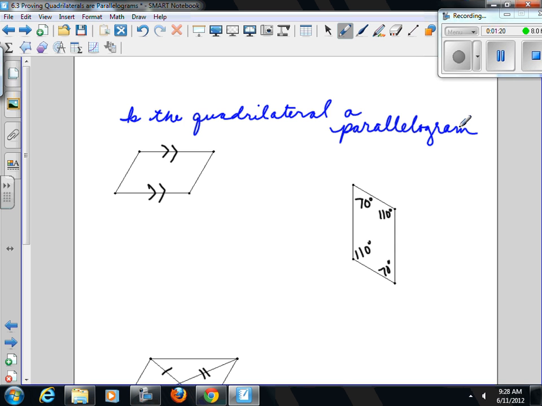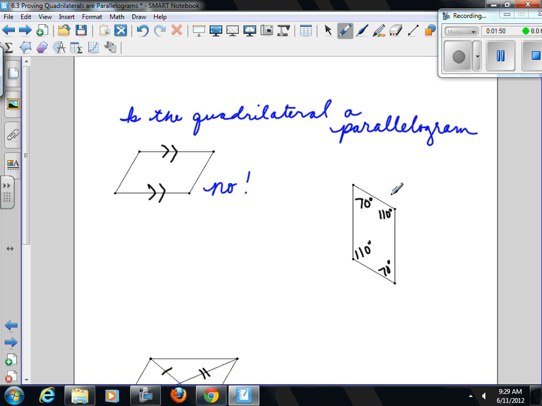All right, so here we know that one pair of opposite sides are parallel. Is that enough to say that a quadrilateral is a parallelogram? And the answer is no. We would need to know that either both pairs of opposite sides are parallel or that this one pair of opposite sides was also congruent. But all we know is that that one pair is parallel. So that's not enough.